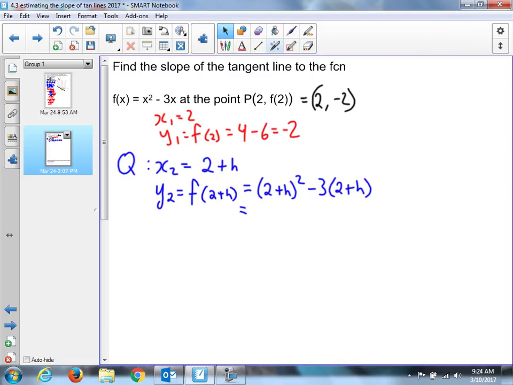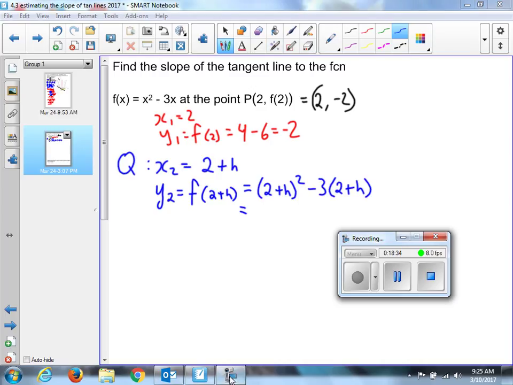Now, first term, there's going to be 3 things. 2 plus H times 2 plus H. So we'll see if we get the same thing. You guys work this out, see if we can group for like terms. I'll stand in front of the board. Take a moment. If you're watching on video, pause for a second.